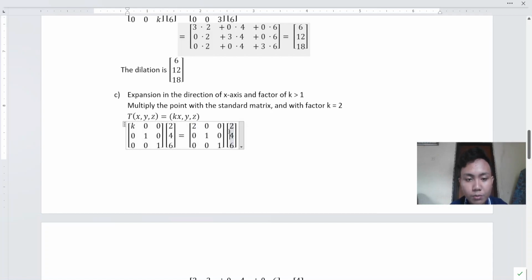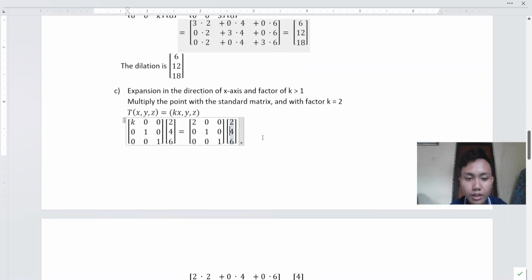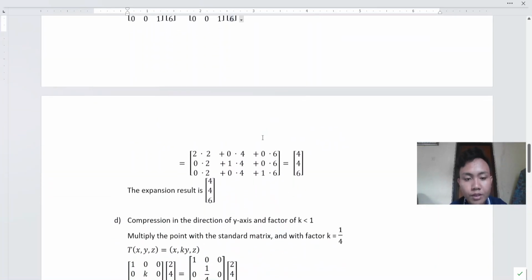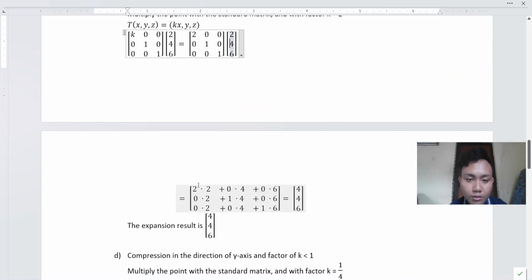And then we can multiply that with our point, there's 2, 4, and 6. So here is the multiplication. 2 times 2, it is 4. 1 times 4, it is 4. And 1 times 6 is 6. And the other one is 0 on the result, so here is the expansion result: 4, 4, and 6.